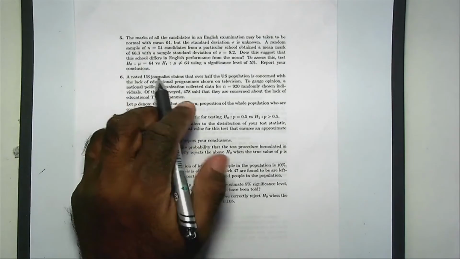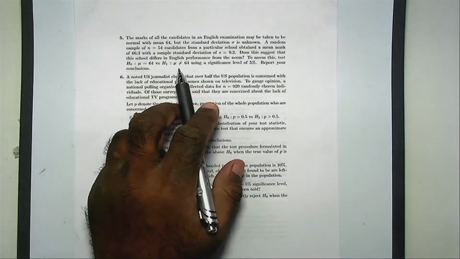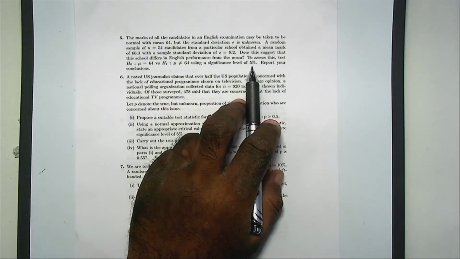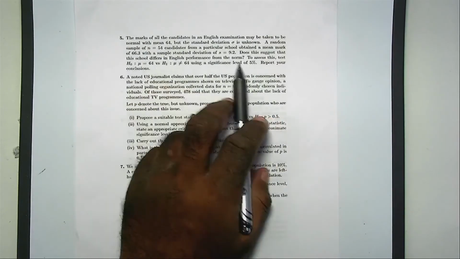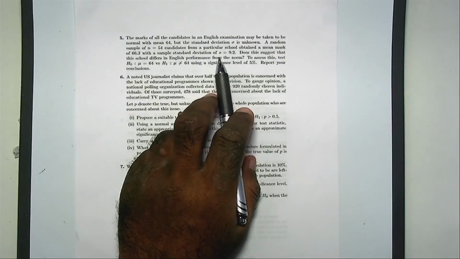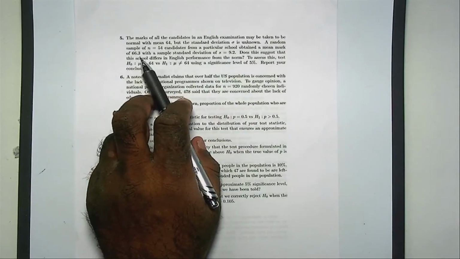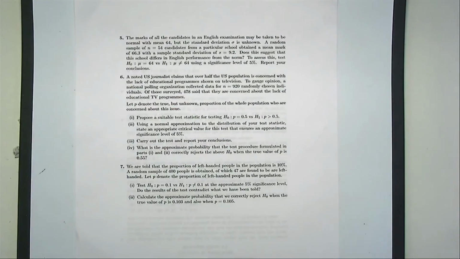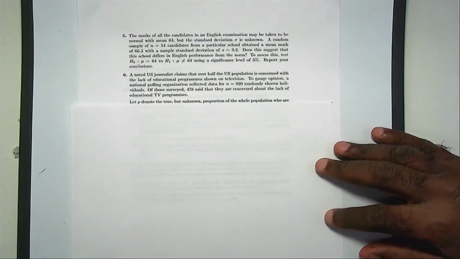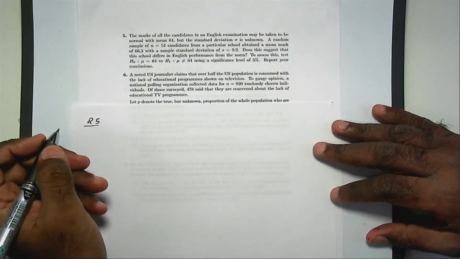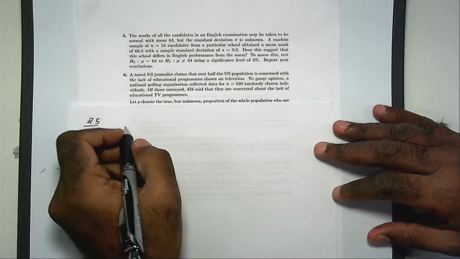We are testing for mu equal to 64 versus mu not equal to 64 at alpha is 0.05, and the sample size is 54, the sample standard deviation is 9.2, and the sample mean is 66.3. Now, in this case, we don't know what the population standard deviation is. So here you do need to use the other rule that I mentioned a while ago.